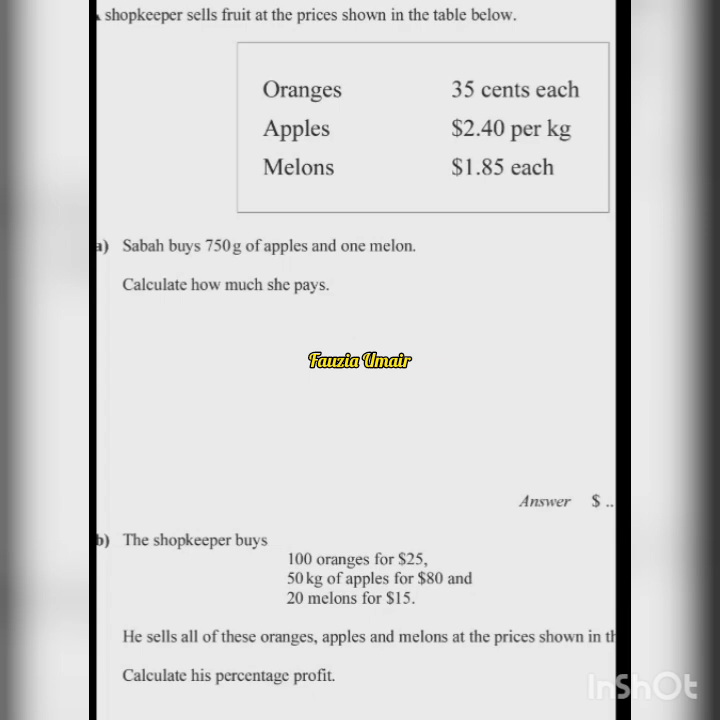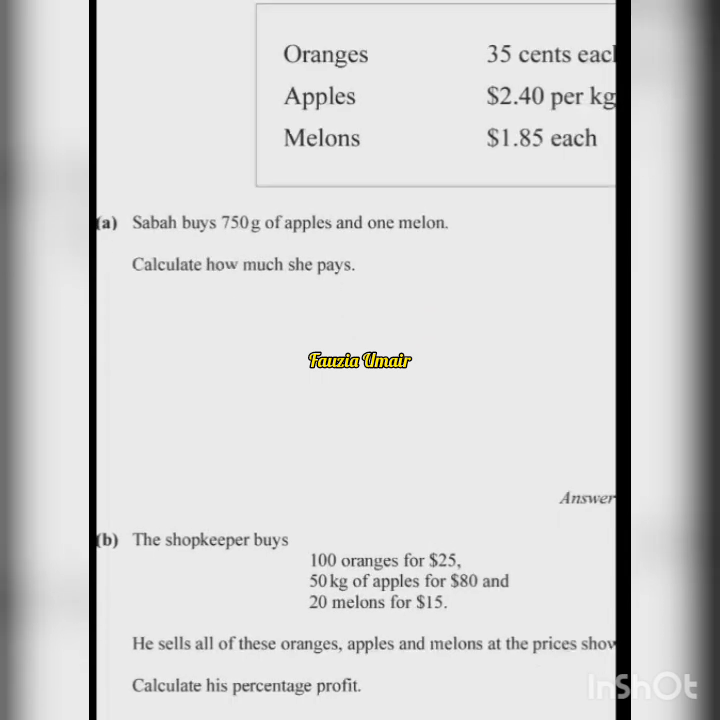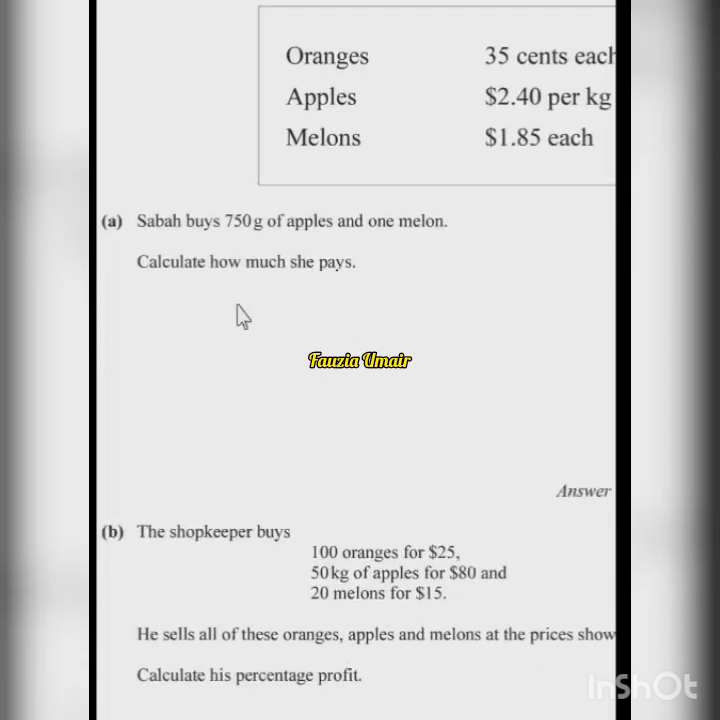Ma'am, I think that 750 gram is 75% of 1 kg. So to find the price of 750 grams of apples, we need to find 75% of $2.4. All right, that's right. So one method can be what Shahir is saying.